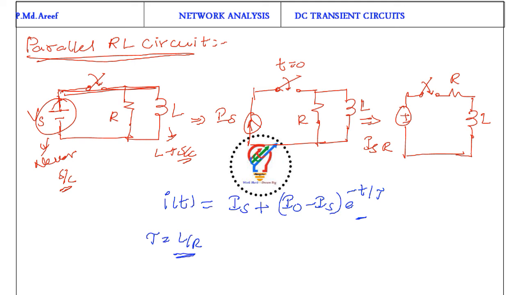Now I'm just going for source transformation again. So that means Is into R plus, so we are converting a current source in parallel with resistance into a voltage source in series with the resistance. So this is the equivalent circuit. This is what we did in the case of the series RL circuit, and we know the response I of t is equal to Is plus I naught minus Is into e power minus t by tau. The units are amps, where tau is equal to L by R, the time constant.